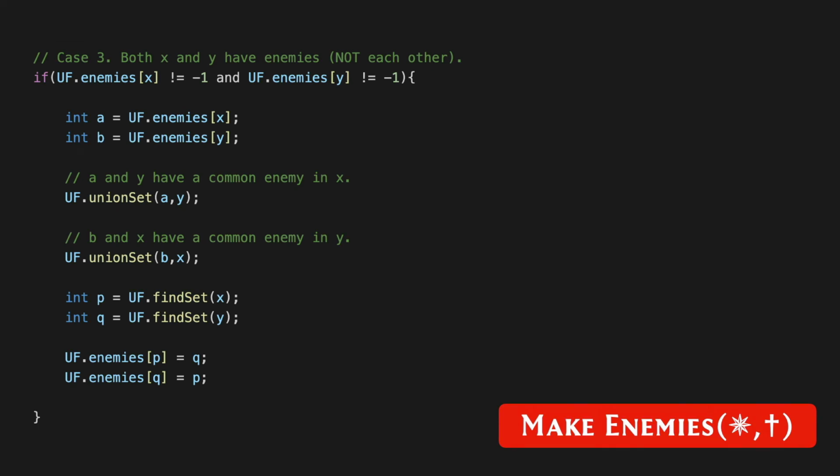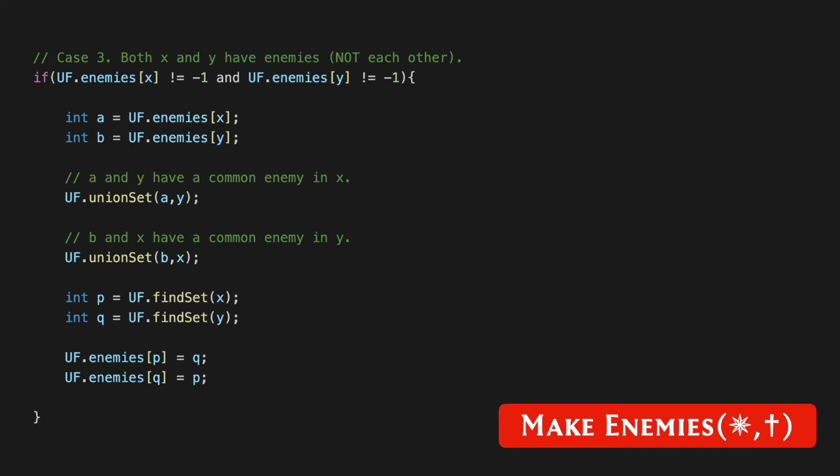So we say that well, if A was an enemy of X, then A and Y have a common enemy in X after you establish the enmity between X and Y, which is what you've set out to do. So because A and Y have a common enemy in X, we are going to go ahead and merge the sets that A and Y belong to, and for a very similar reason, we are going to merge the sets that B and X belong to.